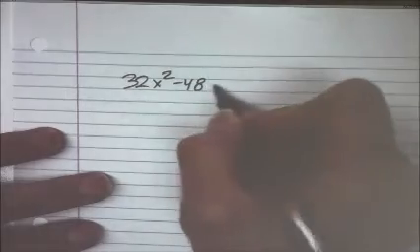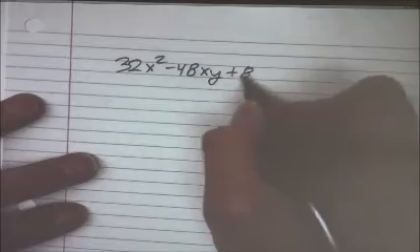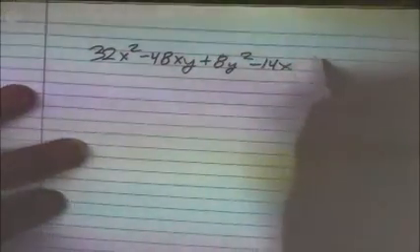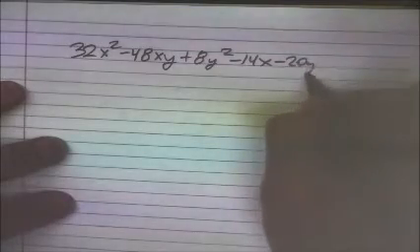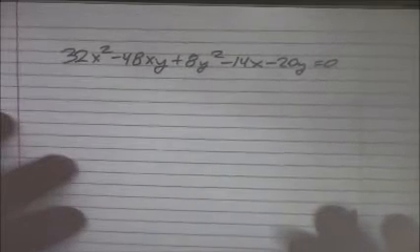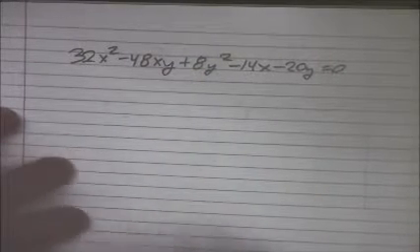And that's going to be, let's take, okay, 32x squared minus 48xy plus 18y squared minus 15x minus 20y is equal to 0. This one's in the textbook, number 22, and a follow-on number 34.